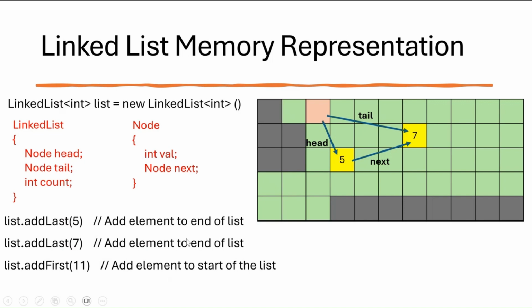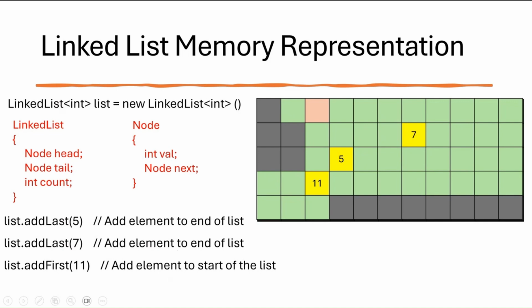Now, if we add an element at the beginning, add first, say 11, you can see the memory got allocated for the 11 node. Then the head will point to 11 because we added to the first. And then 11 will point to 5, and 5 will point to 7. So this is the 11, 5, 7 list, and the tail pointer stays at 7.